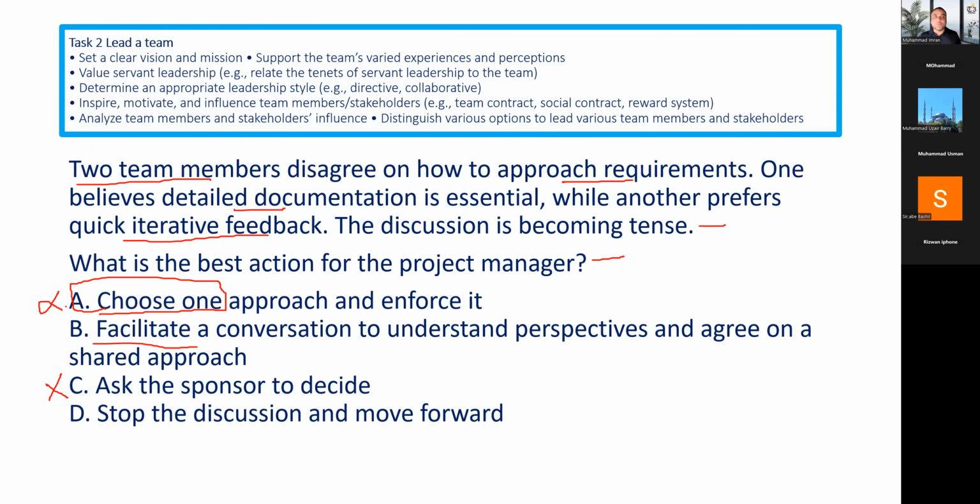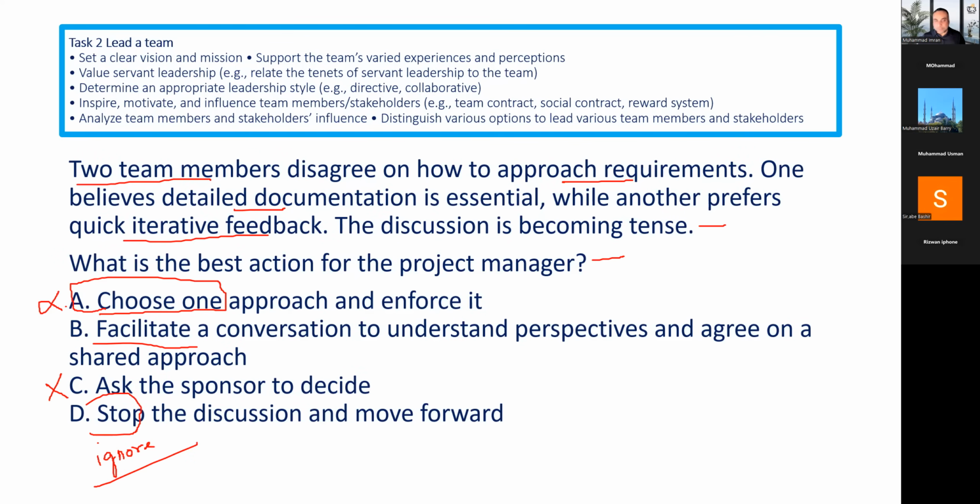Stop the discussion and move forward. We will never ignore anything, right? Anything which comes with ignore will never be the correct answer. We are a proactive project manager and we need to take actions proactively. This is what we have learned during our training sessions. So yes, you have selected the correct answer, B.